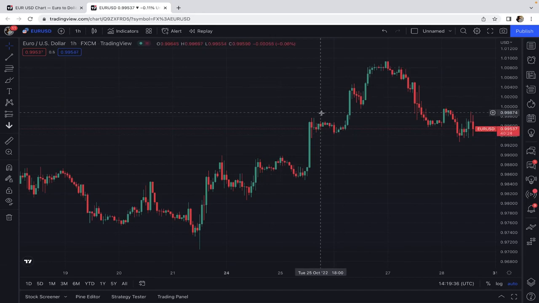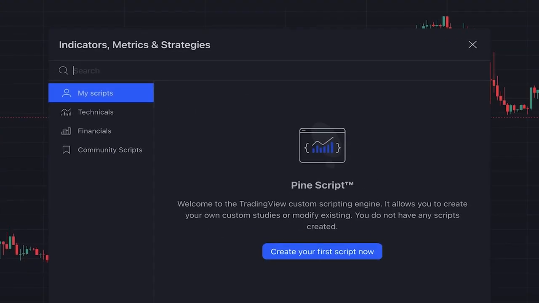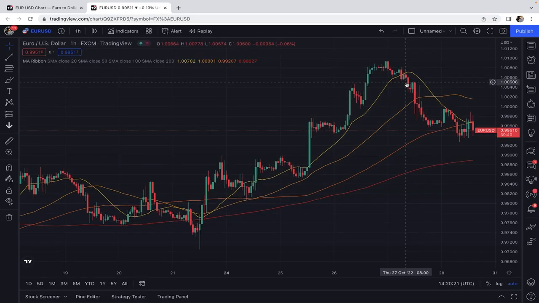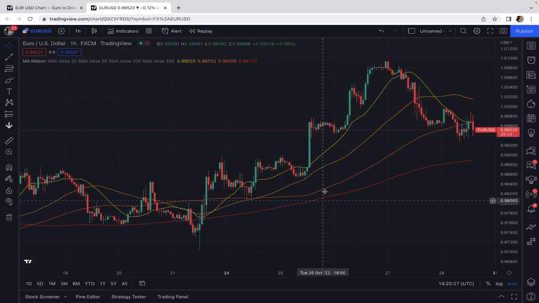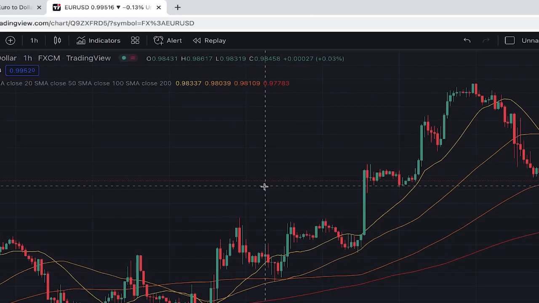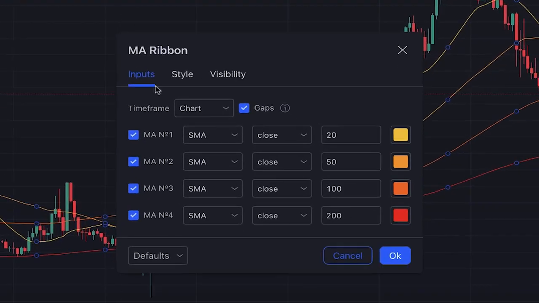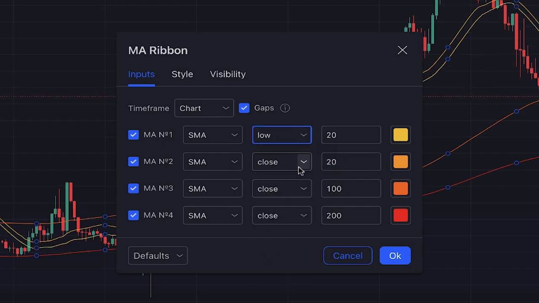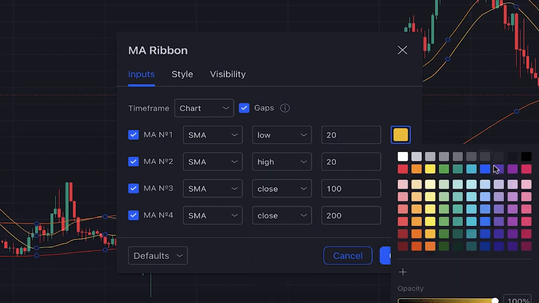For adding moving averages, here we click on indicators and we search ribbon. This one, moving average ribbon. We added ribbon to our chart because it has 4 moving averages and it's easier to manage them here in its settings. 4 of them should be simple moving averages, and for the first 2, their length should be set on 20. For one of them, the calculation is based on low price, and for the other, based on high. And we set their color as blue.